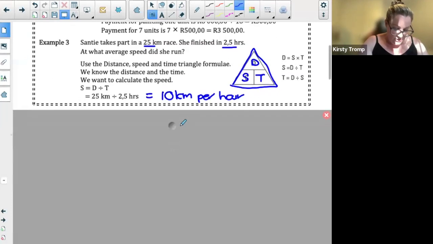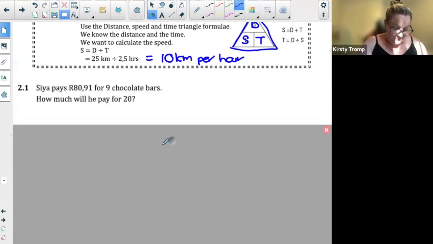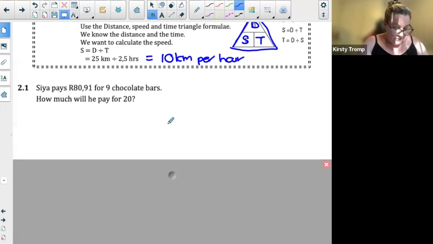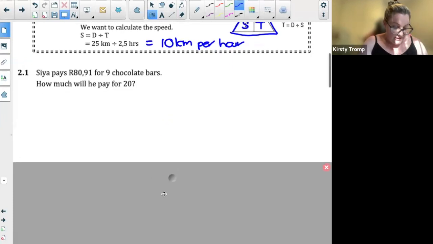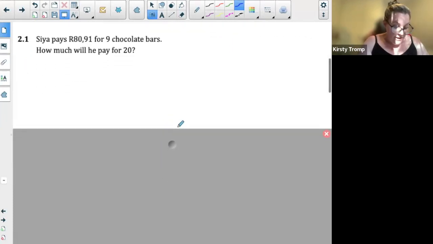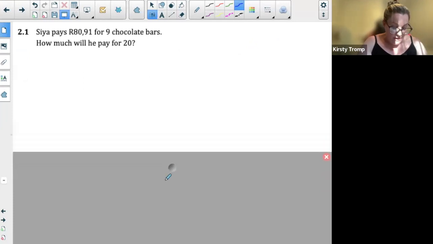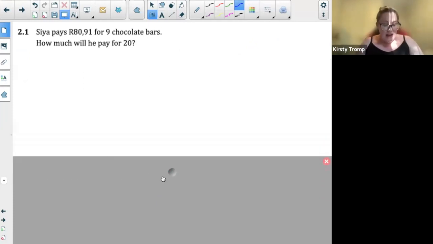let's keep going. Let's do some practice of this together now. All right. Sia pays 80 Rand and 91 cents for 9 chocolates. How much will he pay for 20? I'm going to give you 1 minute to go think about that first. So he's paying that much for 9 chocolate bars. How much will he pay for 20 chocolate bars?